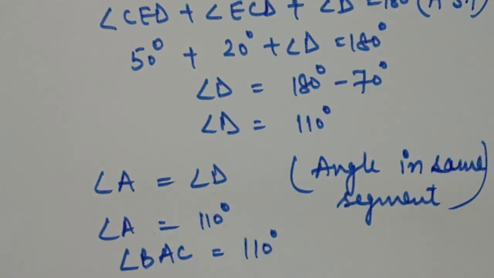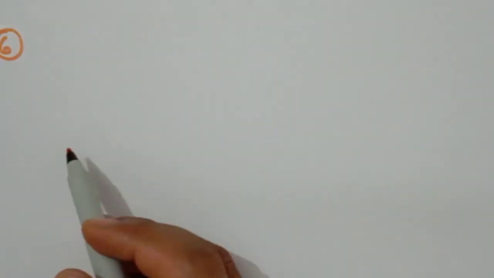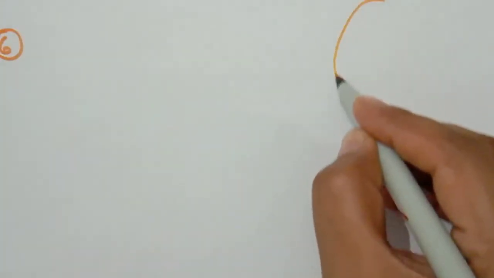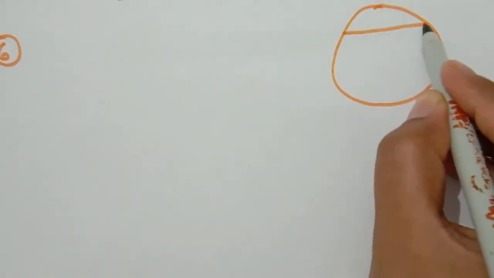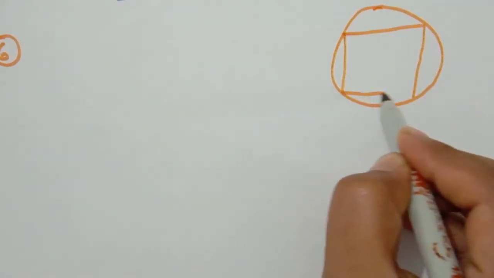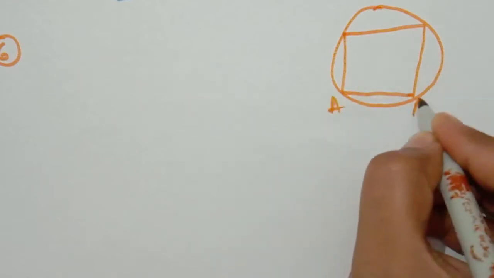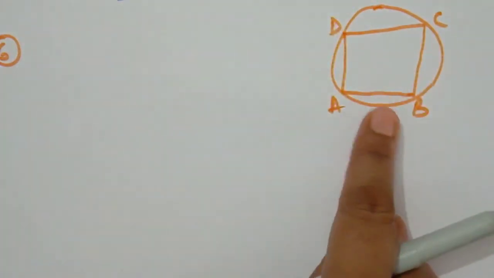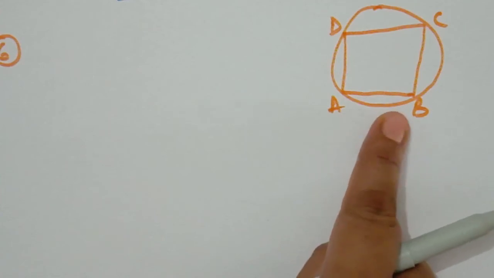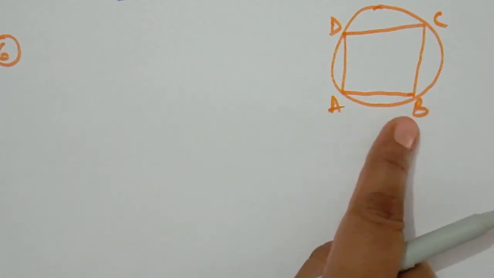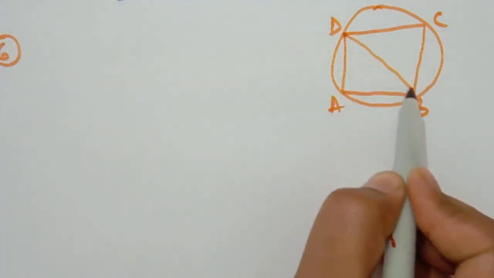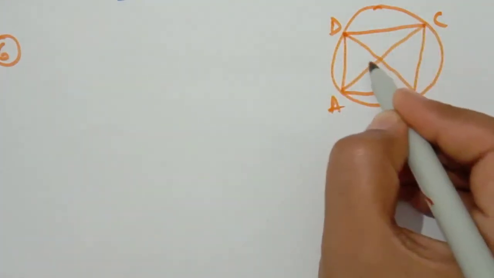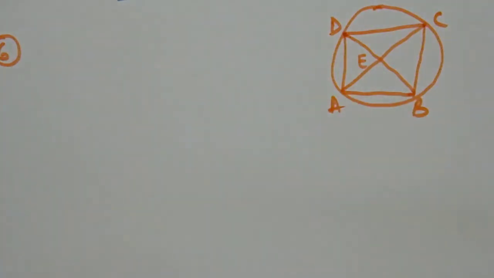Now students, question number 6. ABCD is a cyclic quadrilateral. So first of all, we have to make a diagram. ABCD is a cyclic quadrilateral. It means all 4 points are present on the circumference of the circle, whose diagonals intersect at a point E.